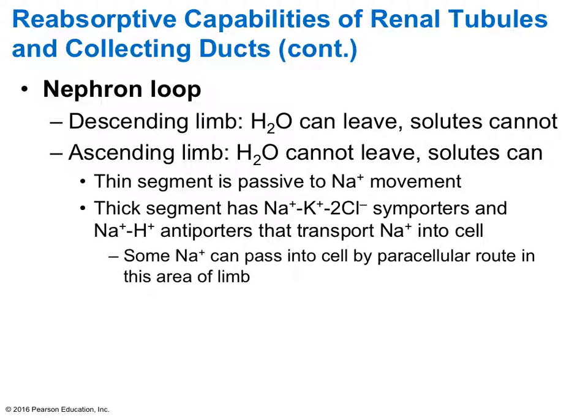Now, even though the filtrate is going to go from the proximal convoluted tubule into the descending limb first and then back up through the ascending limb into the cortex, think about what's happening in the ascending limb first. All right, salts can leave the ascending limb, water can't. So in the medulla we create a salt gradient that water from the descending limb is going to follow.